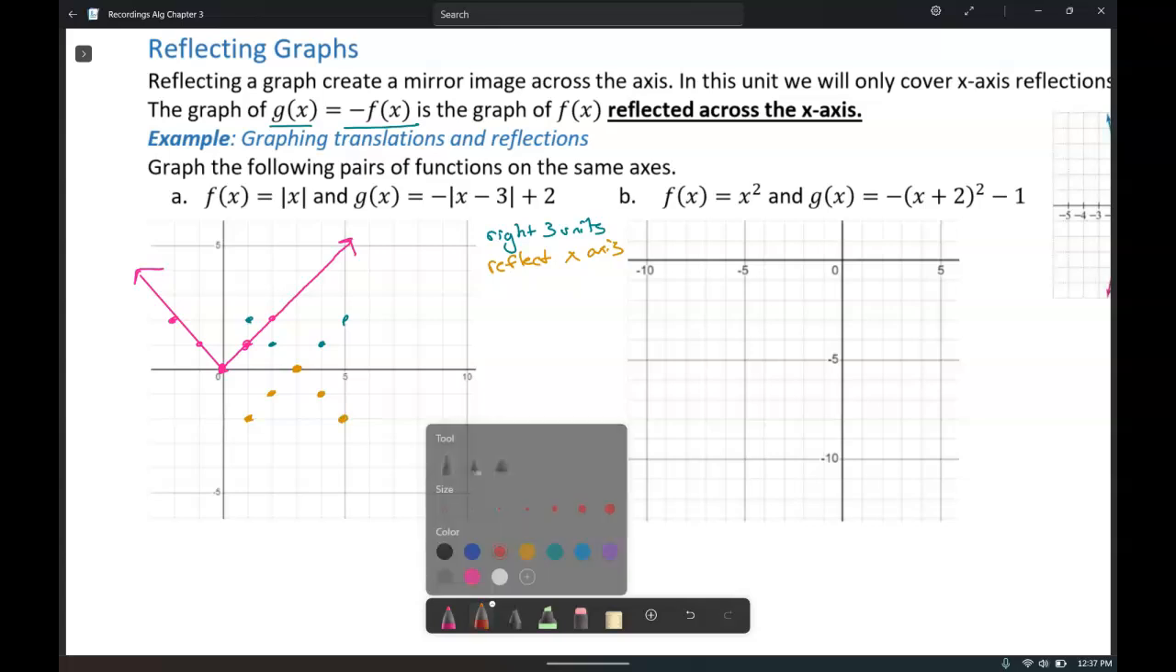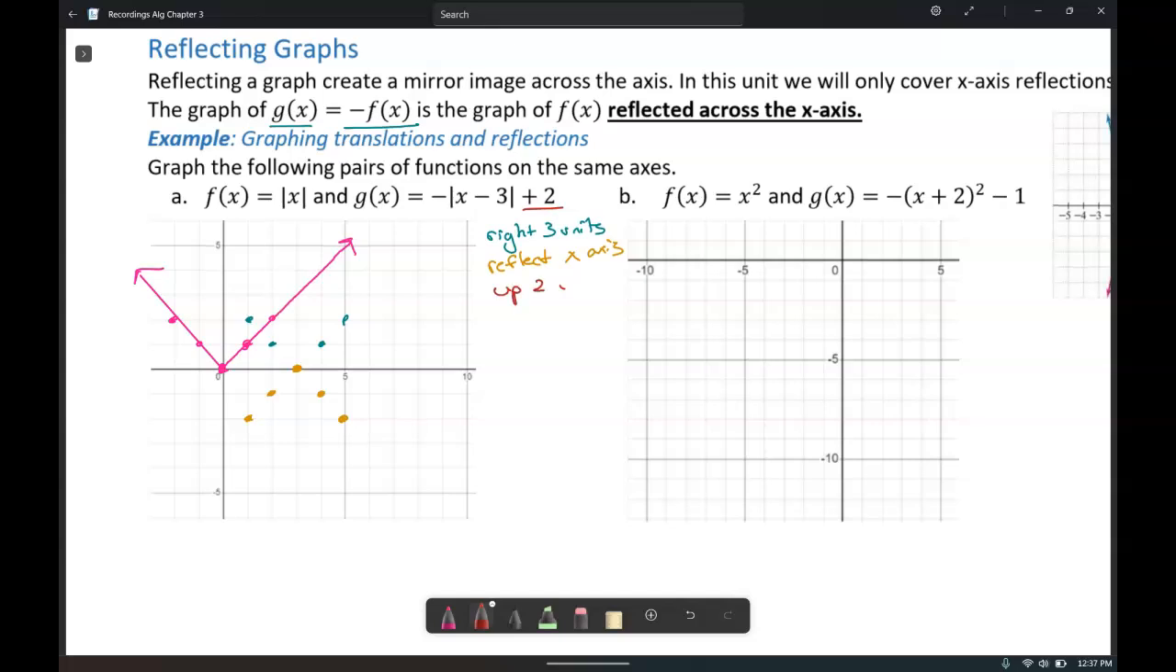And then the last thing we'll do is our shift up. We'll go up 2 units. So we'll take all of these points that are in orange, that was the reflection, and we're going to move them up 2 units. Here, here, here, here, and here. And so now we have our fully transformed function. It may take some time, and you may have to go slow in the beginning, but with more practice, it'll get a little bit easier.